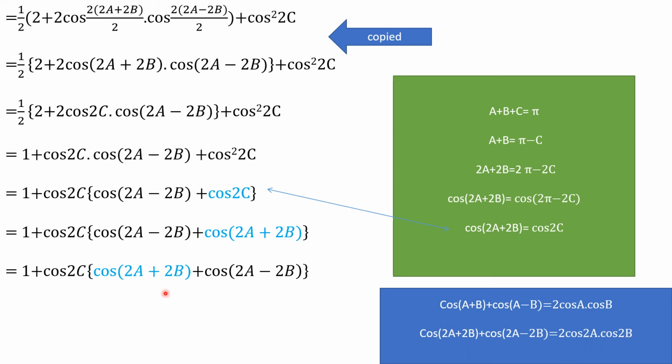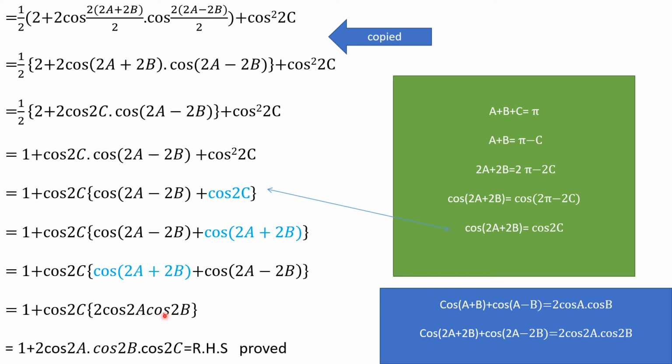So you can check this portion and this portion is same. So we can replace this by 2 cos 2A into cos 2B. And when we open the bracket, what do we get? We get 1 plus 2 cos 2A into cos 2B into cos 2C, which is equal to right hand side, hence proved.